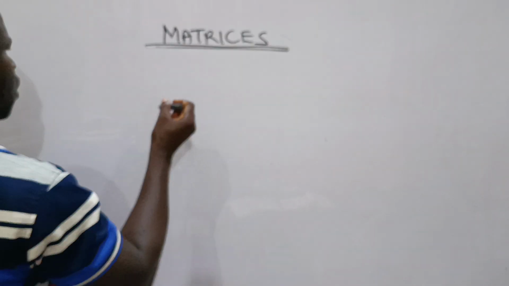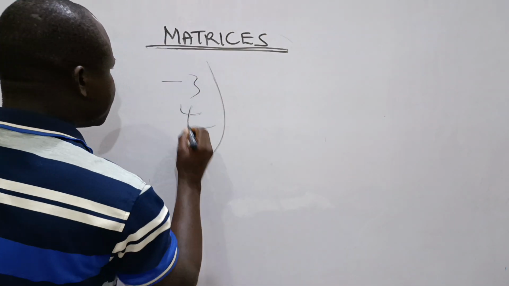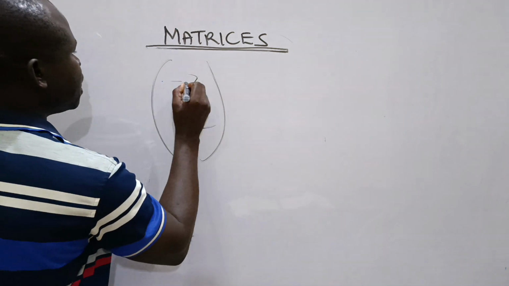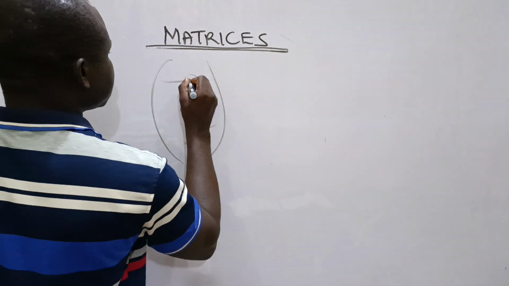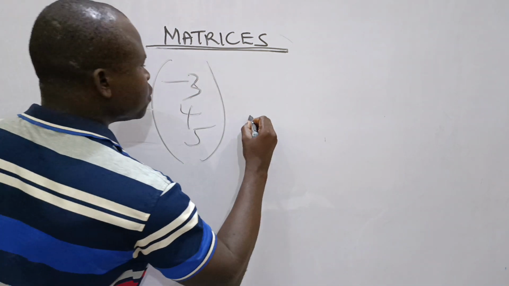What if we have something of this nature? -3, 1, and 5. What is the name of that matrix on the board? How many rows do we have? We count the number of rows. In this case, there are 3 rows: -3, 1, and 5, this is the first row, second row, and third row. So we have 3.